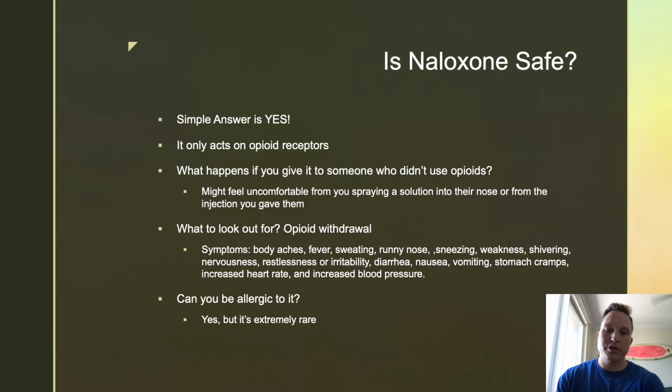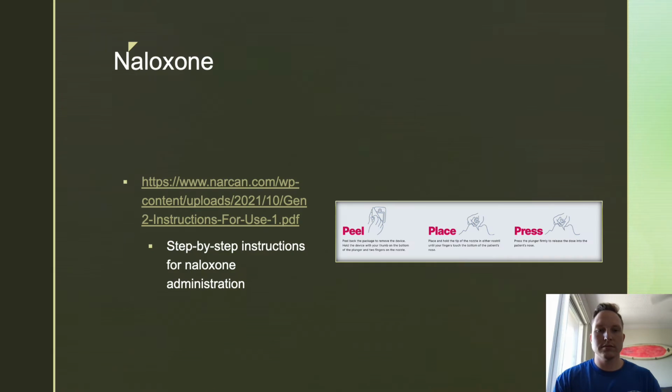If you have a chronic user, someone that uses opioids daily, and you give them naloxone, you can actually send them into withdrawals because of it. But that is better than death, so you should still give it. And at the end of the day, you're supposed to call 911 anyways after you give naloxone. I'm going to touch on how to use it later on, and we'll go through all that. But it's totally safe. Can you be allergic to it? Yes, but it's extremely rare.